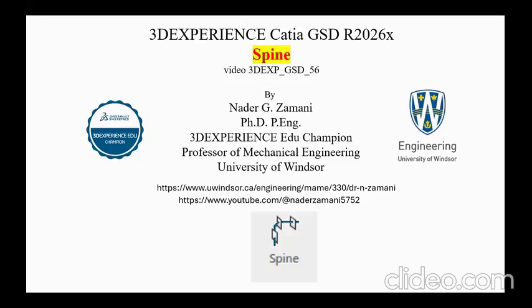This is video number 56 in support of the 3D Experience CATIA generative shape design application playlist. This particular playlist is dealing with the wireframe tab in the ribbon, and the particular icon that I would like to discuss here is called the spine. The application of spine is actually quite important in surface design, but for now, we're not worried about surfaces. We'll worry about it later on.